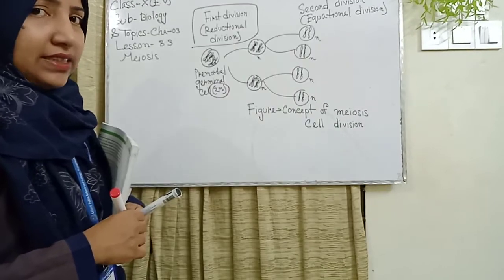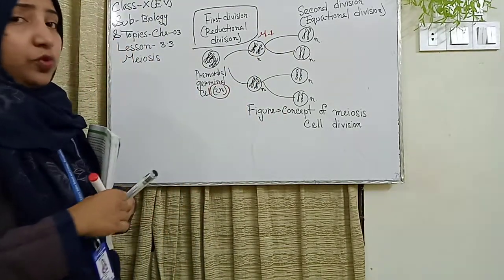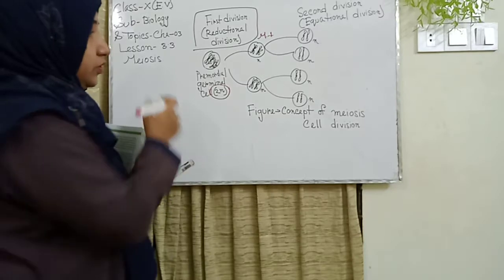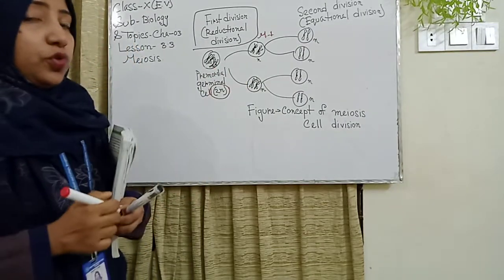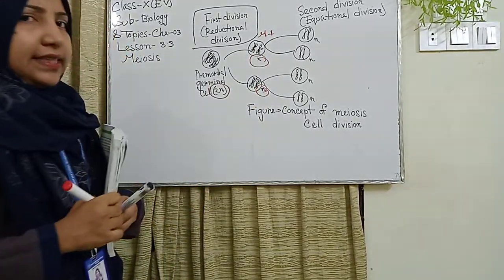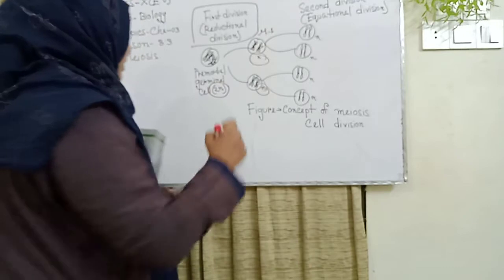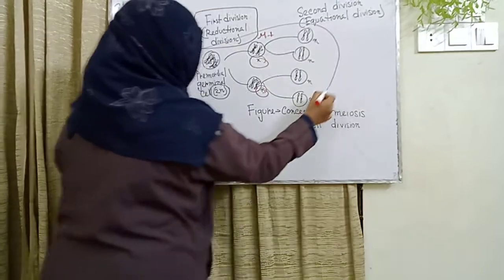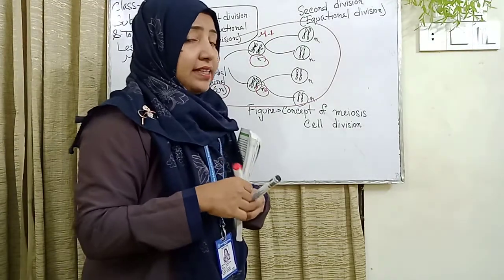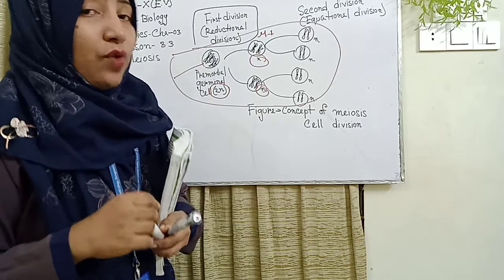In the first stage, meiosis 1, the chromosomes decrease. Here I draw this: 4 chromosomes, and after the first stage there are 2 chromosomes, which is haploid. Here I draw the haploid. In the second stage, meiosis 2, I draw the 4 daughter cells. This structure is the mother cell, and finally 4 daughter cells. The nucleus divides twice, and the chromosome divides once.